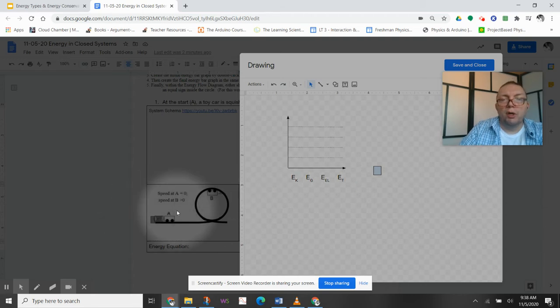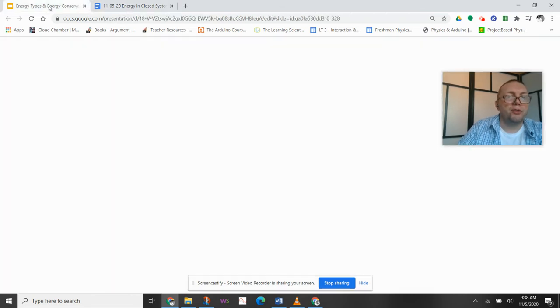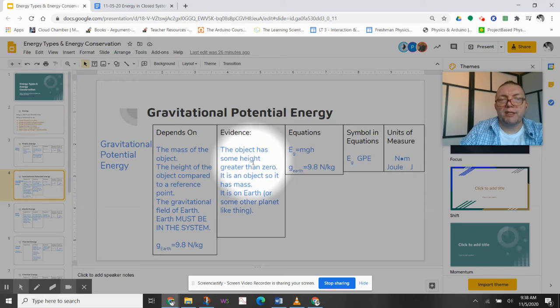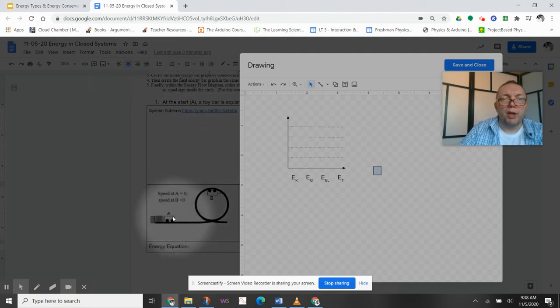Gravitational energy at A. Well, for gravitational energy to be present, the object has to have some height greater than 0. It has to have mass, and it's on Earth or some planet. There is a mass, but at A, it's as low as it can go. The height is 0. So no kinetic because it's not moving, and no gravitational because the height is 0.